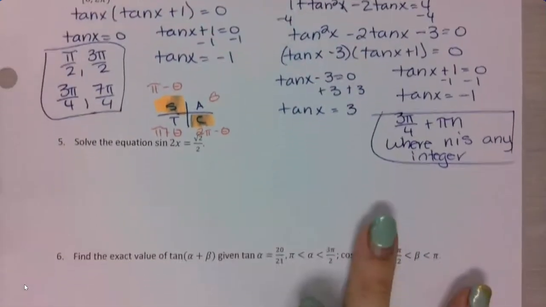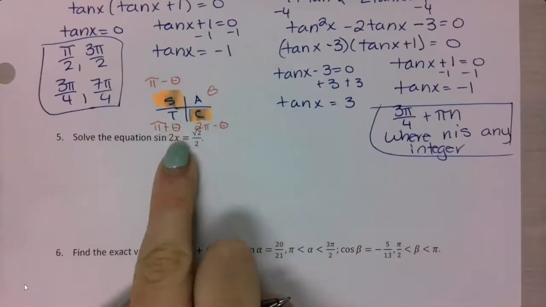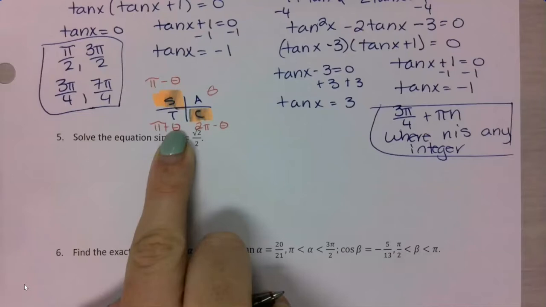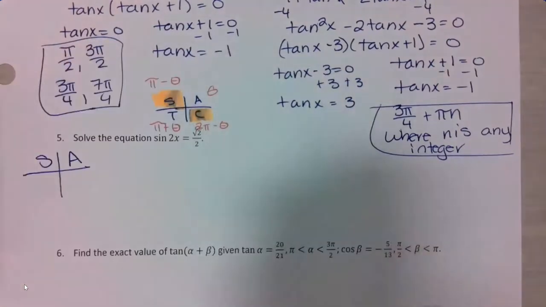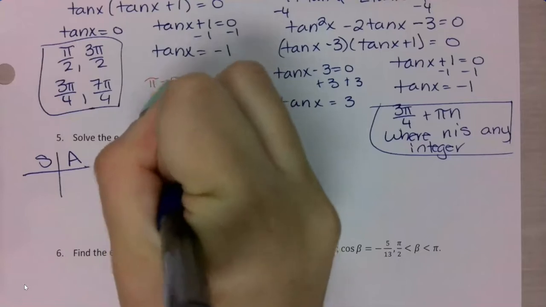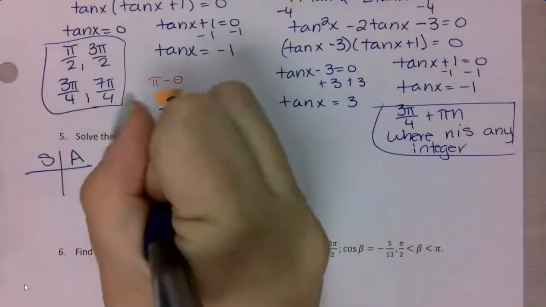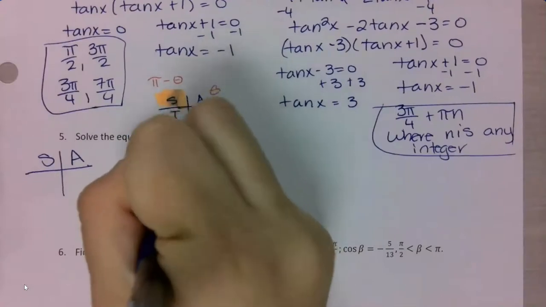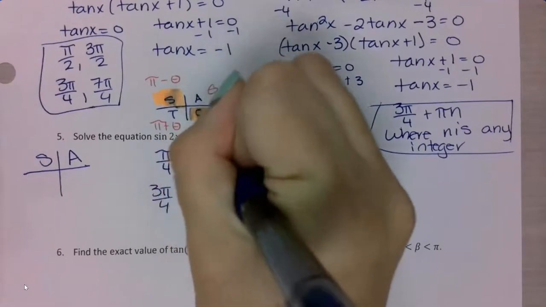Okay. Number 5 wants me to solve this equation. What I want to focus on is the sine part, and that I'm looking for radical 2 over 2. That is 45 degrees, and sine is positive in those first two quadrants. So I am going to have pi fourths. And then in the second quadrant, it's pi minus pi fourths, which gives me 3 pi fourths. Again, no interval, so it's plus 2 pi n.